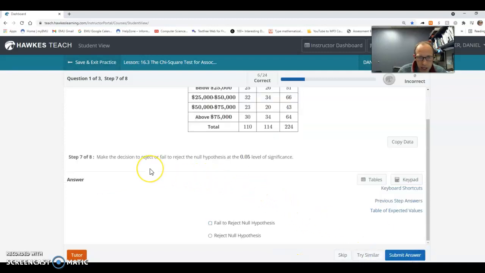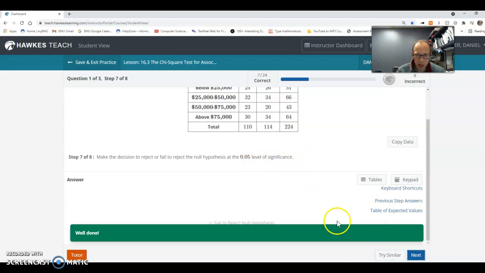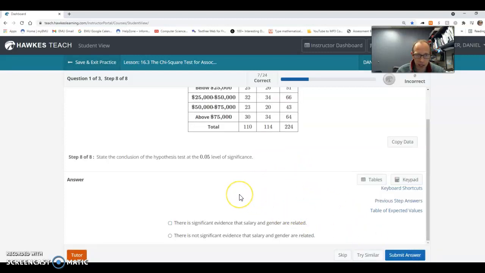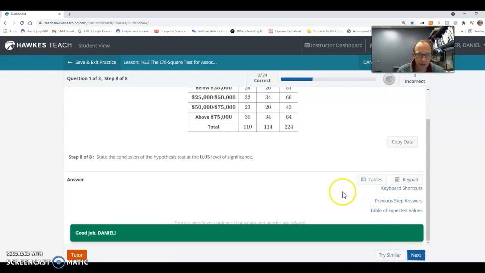And then make the decision. Well, we came nowhere close to getting beyond that critical value. We weren't even at 1. So we would fail to reject. We could also calculate the p-value and see if that's below 0.05, but it won't be. Okay, and the conclusion, so if we fail to reject, that's always going to be that there's not sufficient or not significant evidence that there's any connection.